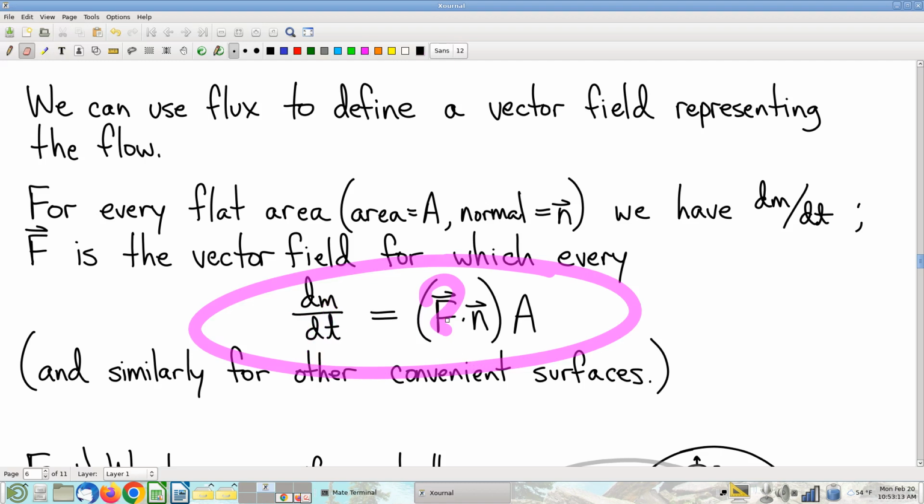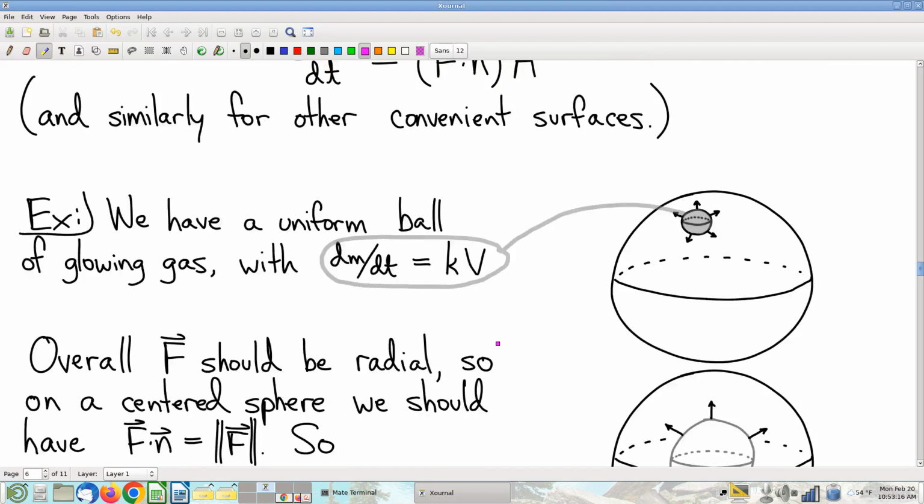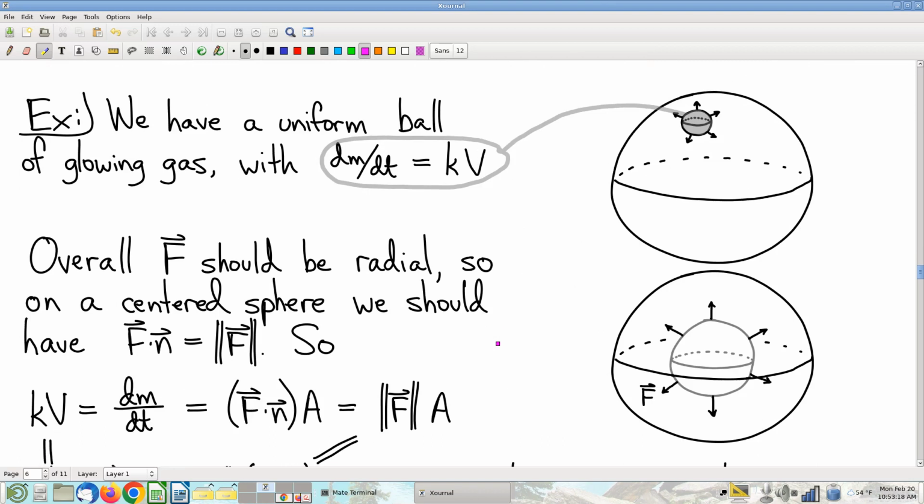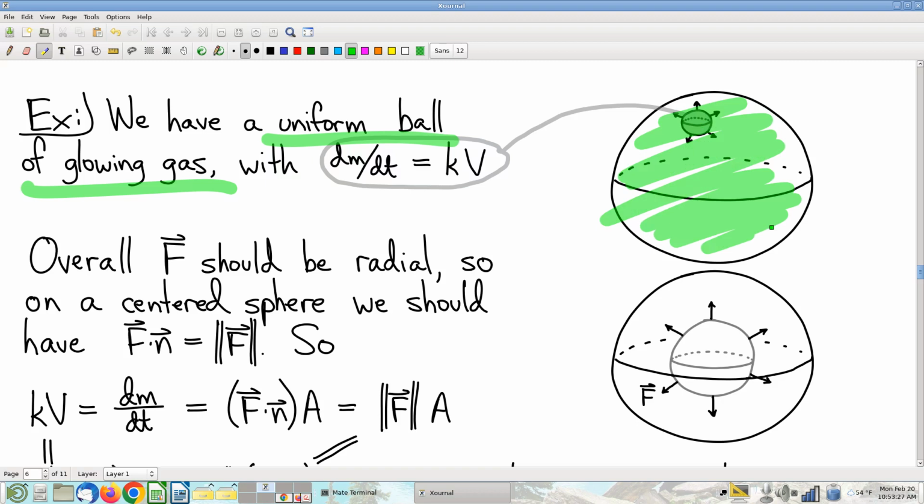Okay. I'm going to continue now with an example we were talking about of how we can use this. So recall we had this uniform ball of glowing gas. If you want to think of the sun as being a nice example of such a thing, then that's fine. But I find that a little threatening. It's very hot, you know. So I'm kind of thinking like neon or something like that.